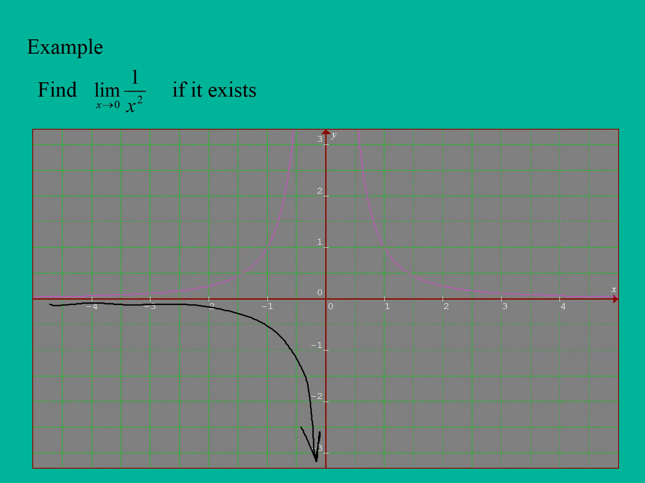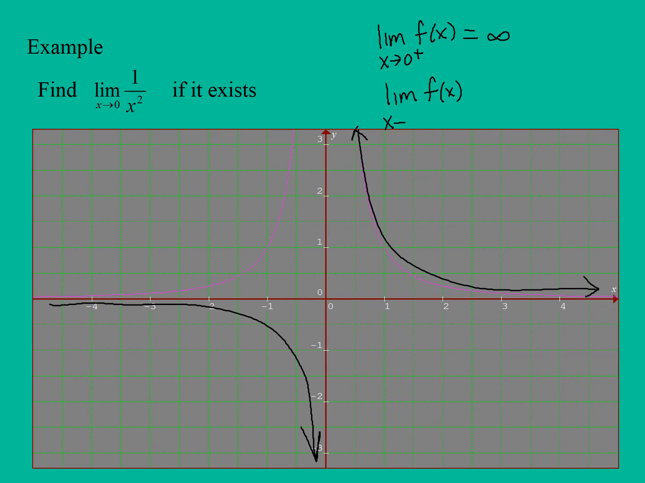If this function happened to look like this instead, and I analyzed the one-sided limits, I could not write even an informational limit for this graph if I had a graph that looked like this. I would have a one-sided limit as x approaches 0 from the right equals positive infinity, but the one-sided limit from the left is negative infinity.